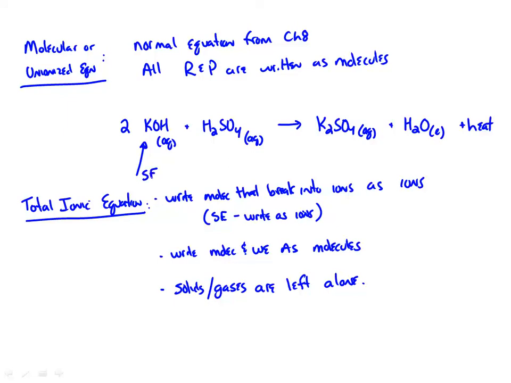So since KOH is a strong electrolyte, really what I should write it as is 2 K plus ions plus 2 OH minus ions. Where did I get the plus and the minus part from? Cheat sheet. That's where we know all the charges for the various ions. What about H2SO4? Strong electrolyte, weak electrolyte, non-electrolyte? Yeah, it's a strong acid, so that makes it a strong electrolyte. So again, we write it as ions in solution.